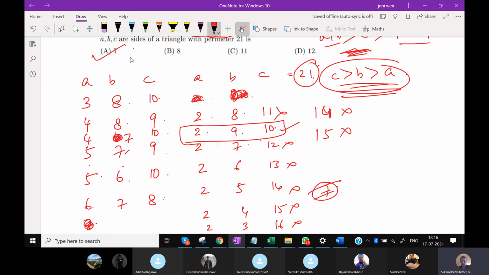Right? So you have to follow this condition, and the other one. Sum of the two smaller sides has to be greater than the third side. All three conditions have to be followed. So that gives us these 7 results.